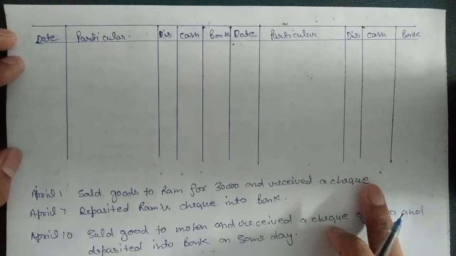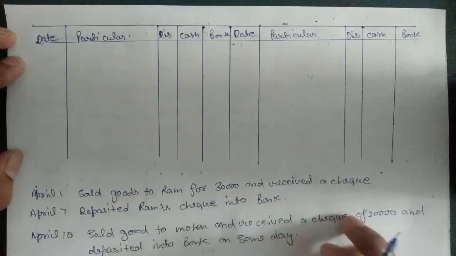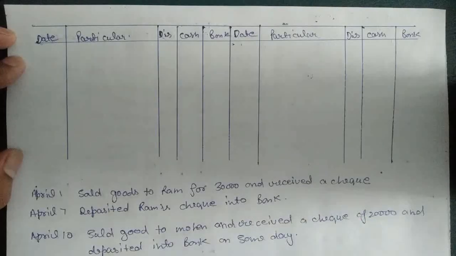Until now, what we have studied is that when we are receiving a check, we put it into the bank account. But for receiving a check in case of a sale or anything, we have two conditions. First, when we are receiving a check but we are not depositing that check on the same day into the bank, we will have a few entries on it.